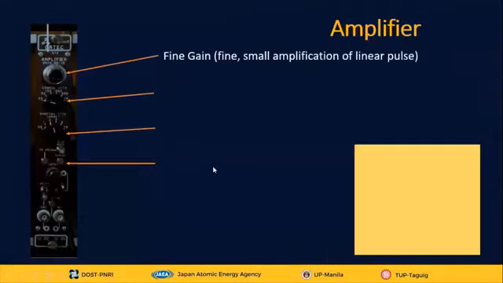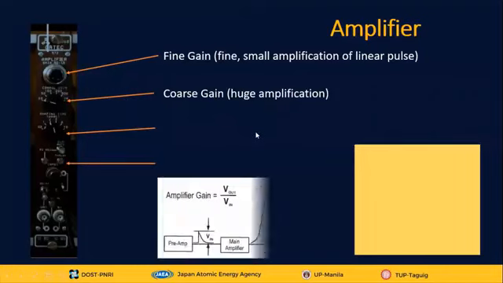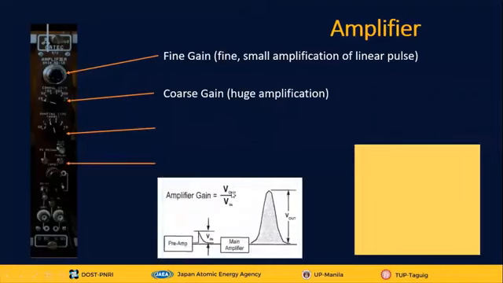So the functions of the amplifier: we have the fine gain, or the fine small amplification of the linear pulse from the preamplifier. We have the coarse gain, or big multiplication factor, or huge amplification of the preamp pulse, as shown here. So the coarse gain is about 4, 8, 16 magnitudes, whereas the fine gain is in decimal places.